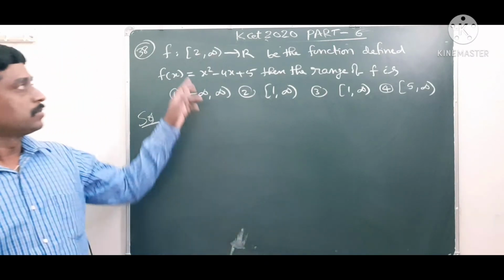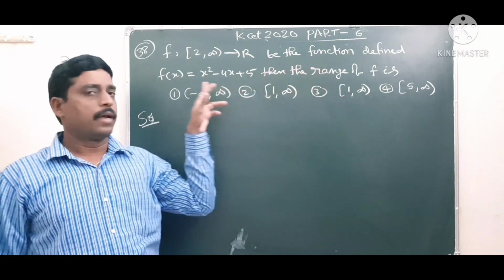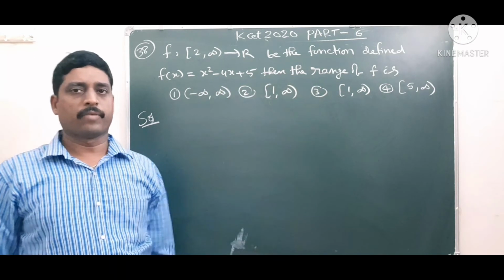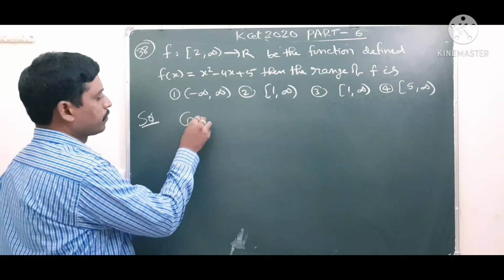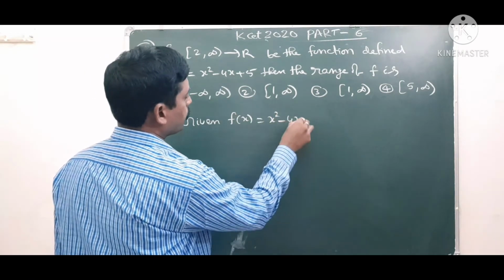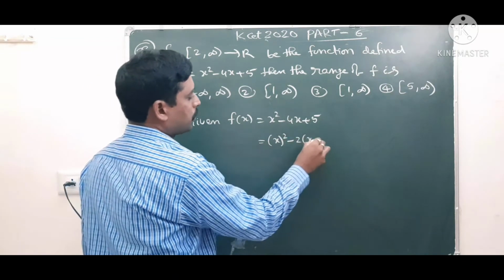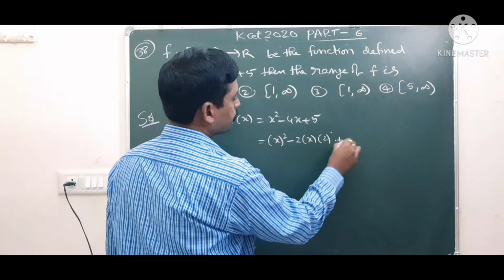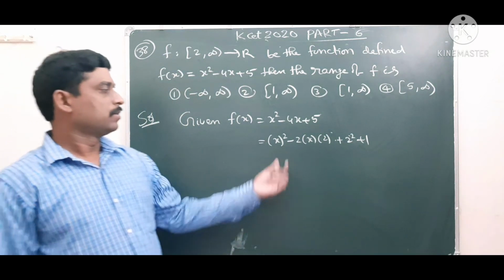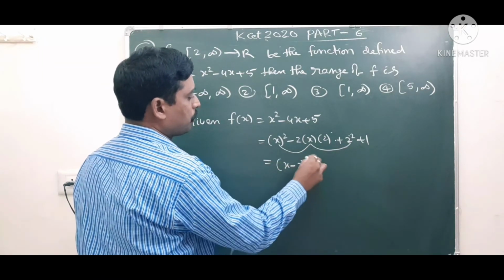Question number 38. f is a mapping from the closed interval 2 to infinity to R, be the function and f of x is given as x square minus 4x plus 5. Then find the range of f. So given f of x is equal to x square minus 4x plus 5. This can be written as x whole square minus 2 into x into 2 plus 2 square plus 1, by the complete square method. So the first 3 terms can be written as x minus 2 whole square plus 1.